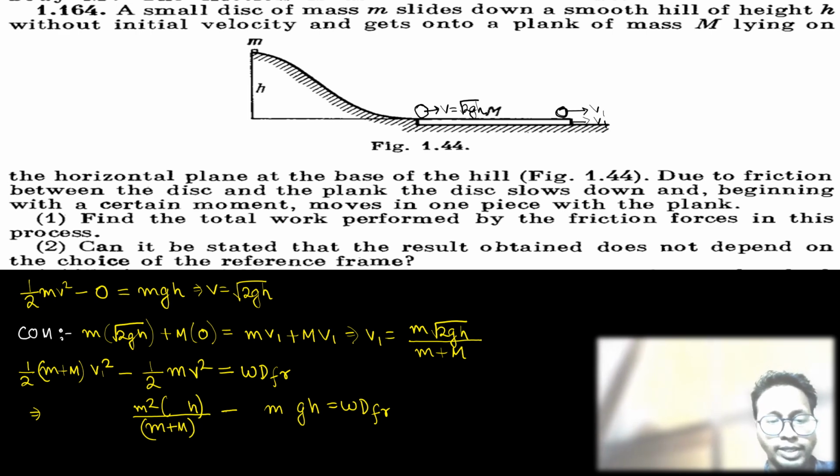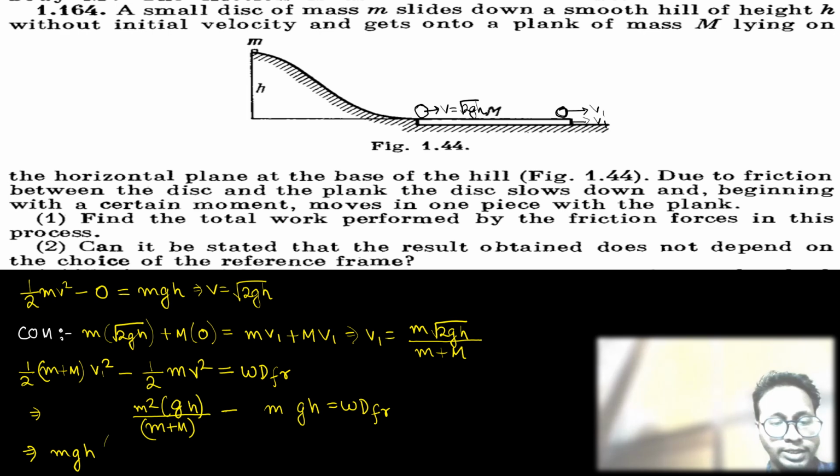Okay, if you take, acha, I have cancelled 2gh. I should not have cancelled gh. Okay, see, I mistakenly eliminated the g out here. Okay, now if you take mgh common from both of them, what will happen?